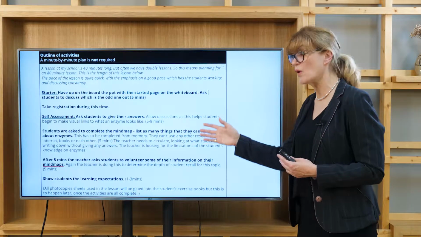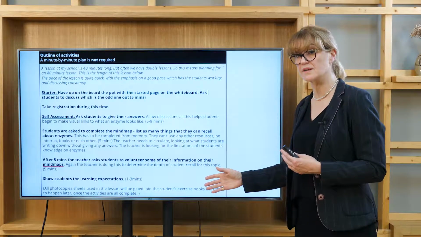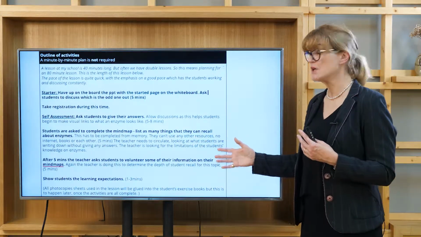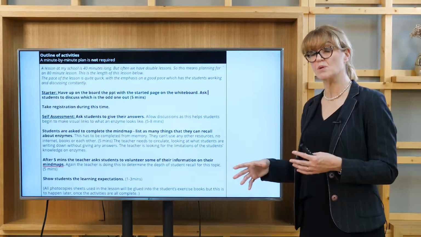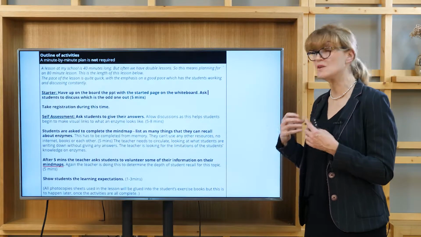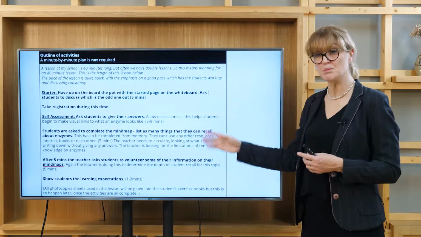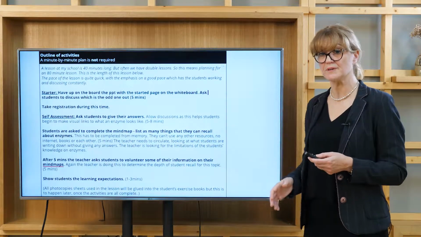So even though I've got that all stated quite nicely like that, you've got to be prepared to adapt this to your students, because they could be really quite interested, or they could be not so interested, and they may need a bit more time in different sections.